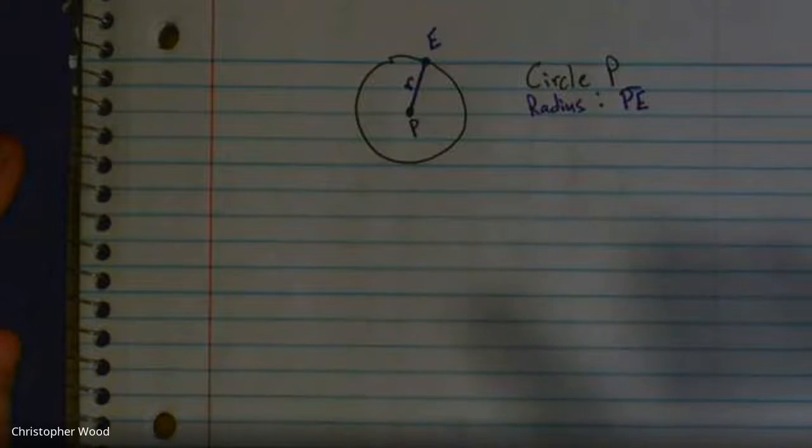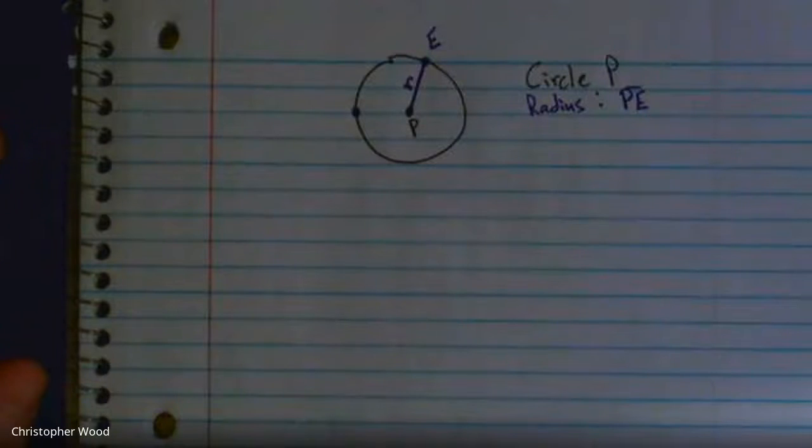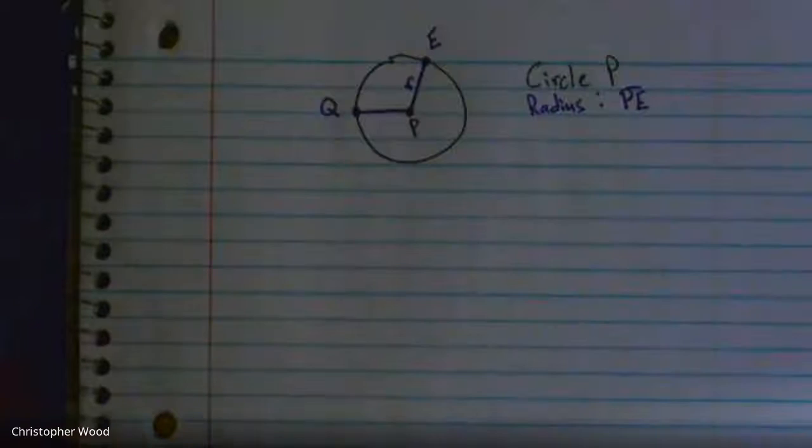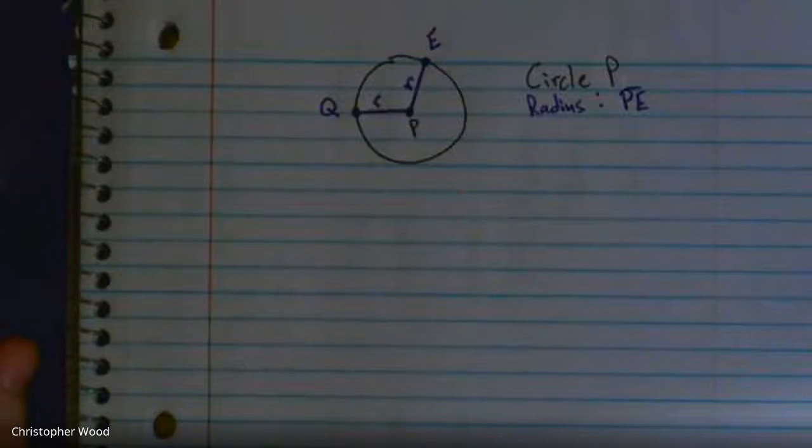However long that radius is, it's always going to be the same if I made another dot somewhere else. So let's say I put a dot over here, and I called this point Q. Then from P to Q is the exact same distance. In this case, we just called it R, as it is from P to E. So if P to E is 5 meters, then P to Q is also 5 meters. So the radius is always the same distance as any other radius on the figure.